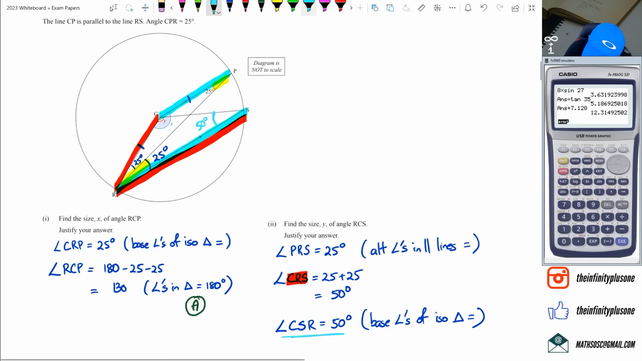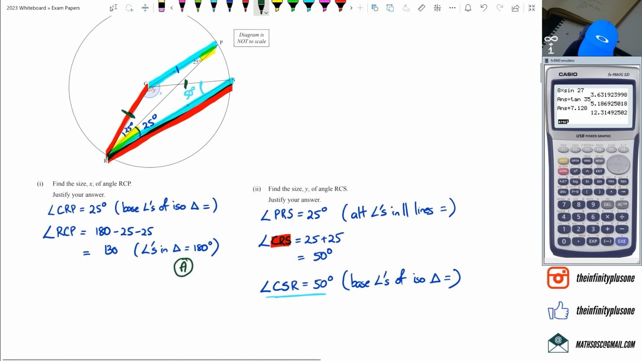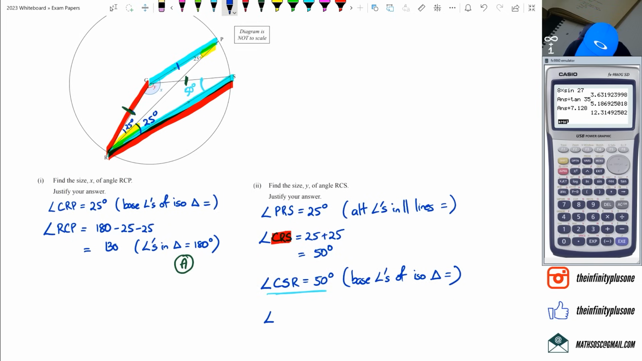And the reason is because once again we have an isosceles triangle where these two lines are the radius, and so it forms an isosceles triangle. So we've got 50 and 50, which means now we can figure out what angle Y is. Then angle Y is equal to 180 take away 50 take away 50, which gives you 80 degrees, and that's because angles in a triangle equal 180 degrees.